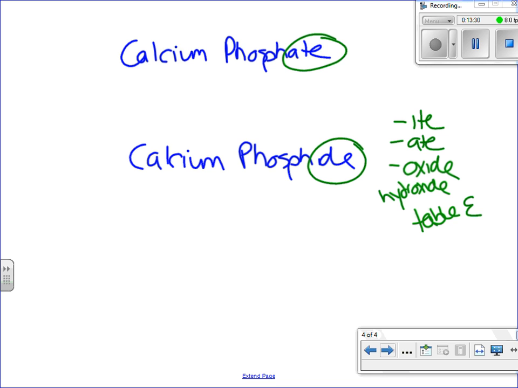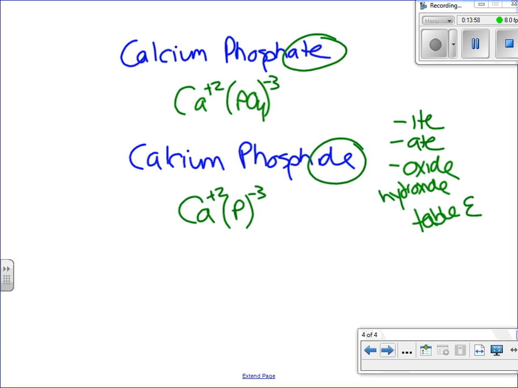Remember, like I said in the beginning, the oxidation state on table E is just the superscript charge. So we have calcium, which is +2. Phosphate is PO4, and it is 3-, okay? Remember, it's helpful to put polyatomic ions in parentheses whether you need them or not. Calcium phosphide, calcium is still +2. Phosphide means just P, and that's -3. Flip-flop this becomes Ca3P2. That is calcium phosphide.